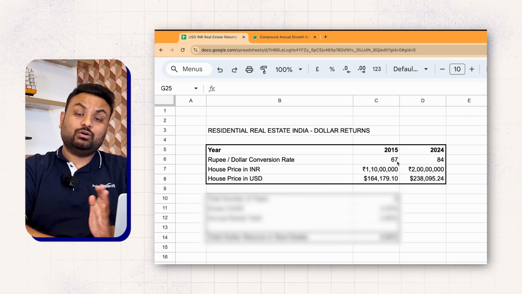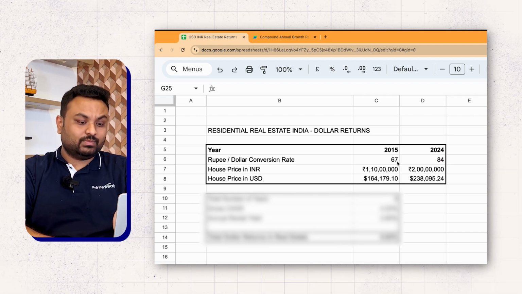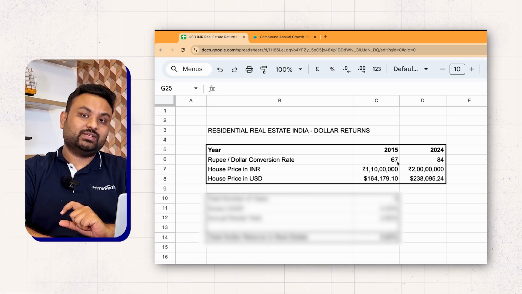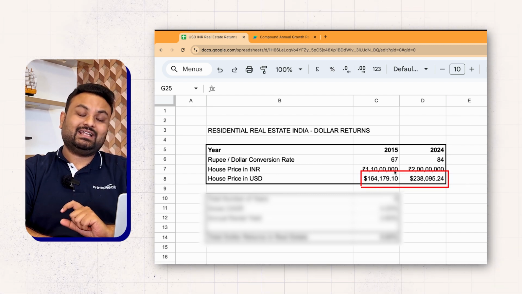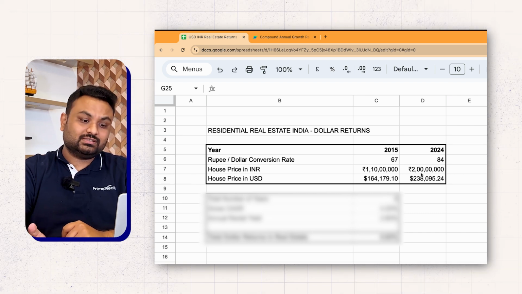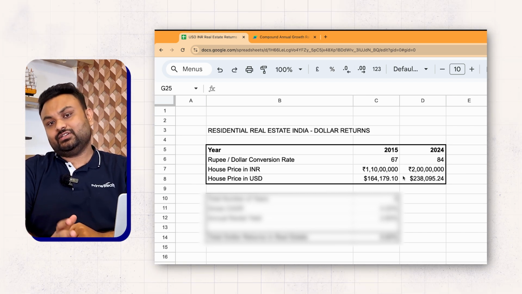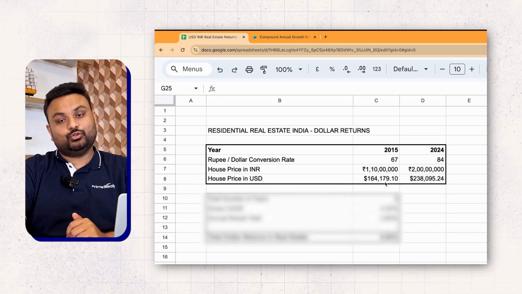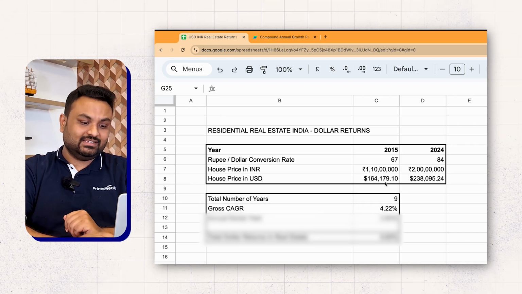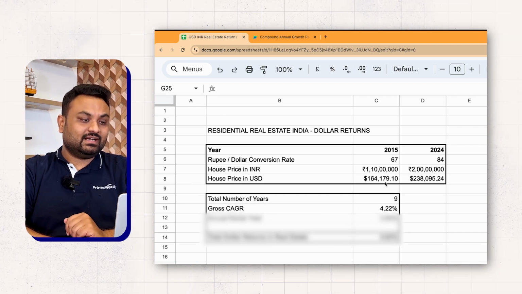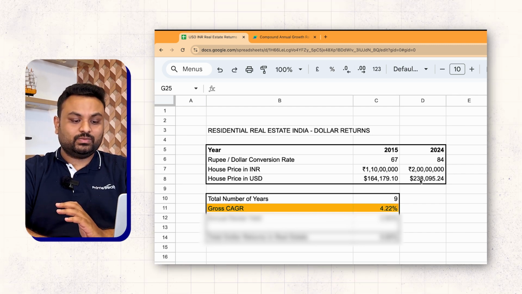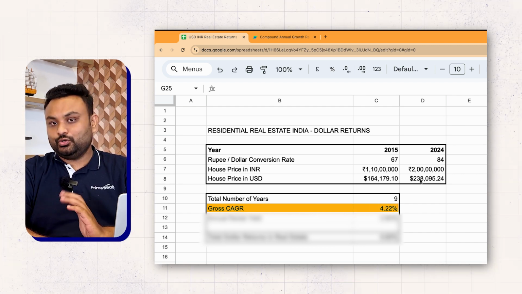So if a house cost 1.1 crore at the time of buying and 2 crore at the time of selling, convert this amount into USD and you will see that at the time of buying it cost somewhere around 164k US dollars, and at the time of selling it is around 238k USD. So if you see point to point returns over the last 9 years, the compounded annual growth of this investment is somewhere in the range of 4.2%.